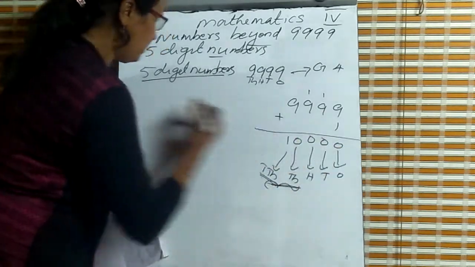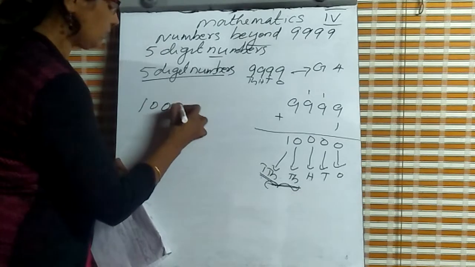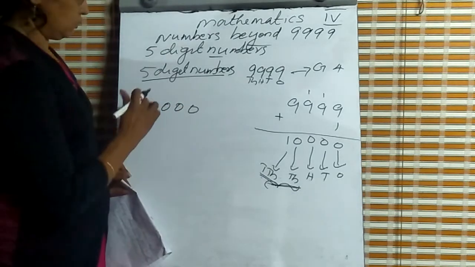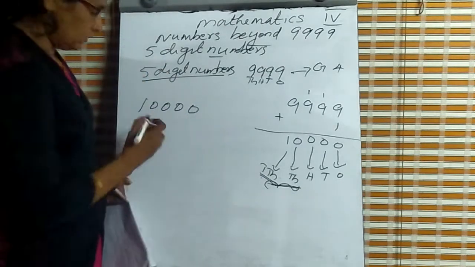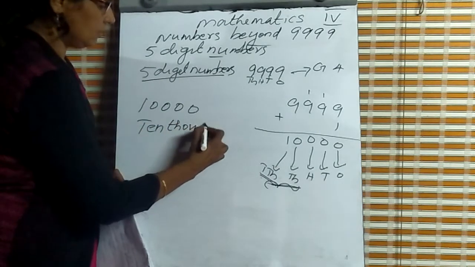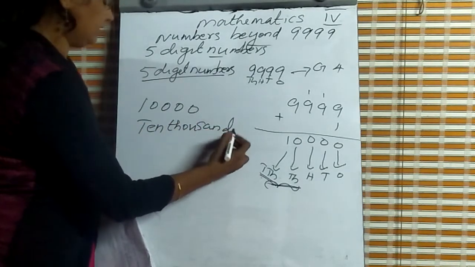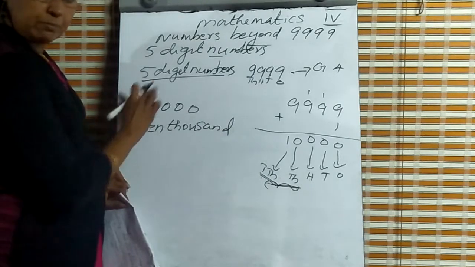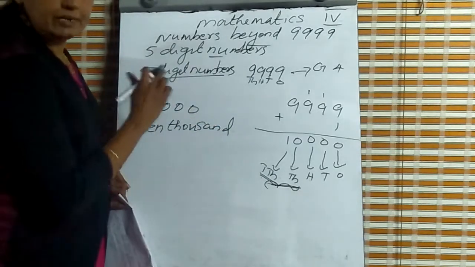1 and 4 zeros. The number name of this number, 1 and 4 zeros, is 10,000. 10,000 means 1 and 4 zeros.